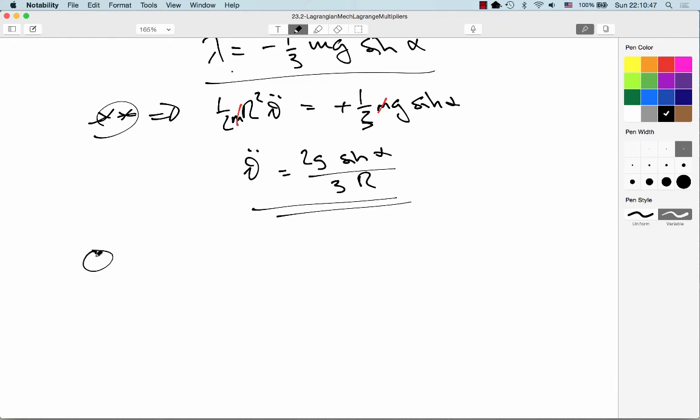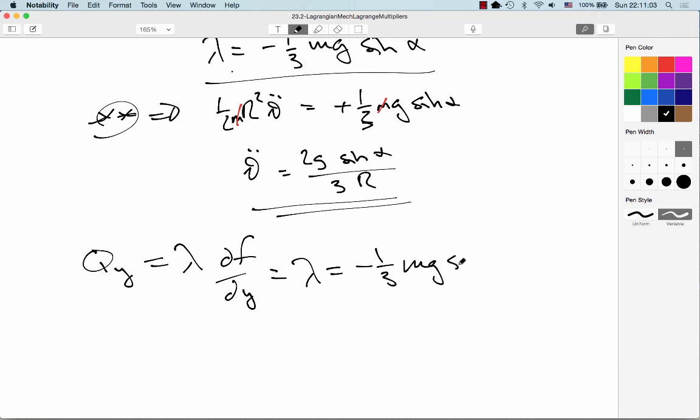So let's take a look at the Q_y generalized force. So it'll be equal to lambda times partial f partial y. Well, that's just lambda, because remember partial f partial y was just plain 1. So it'll be minus 1/3 mg sine alpha. Okay, minus sign means we're pointing in the opposite direction of increasing y, which is down the ramp. So that means this generalized force points up the ramp. Can you think what force that might be? Yeah, it's friction, static friction.